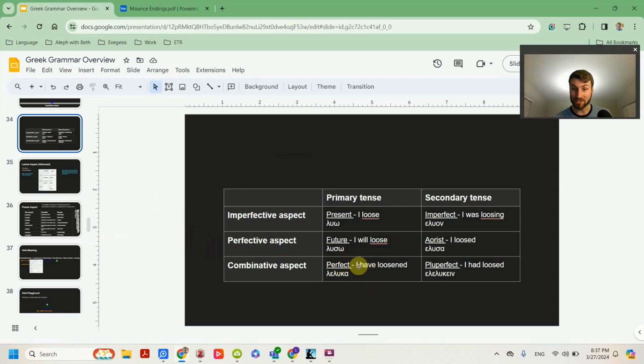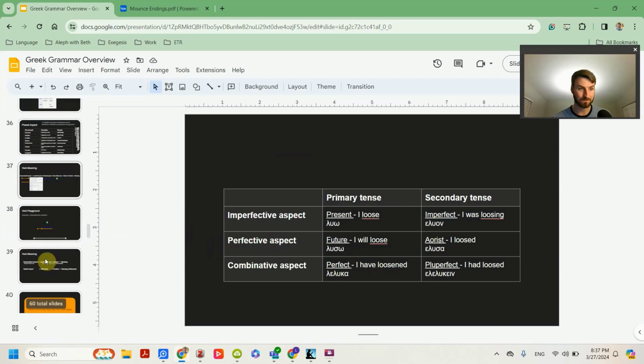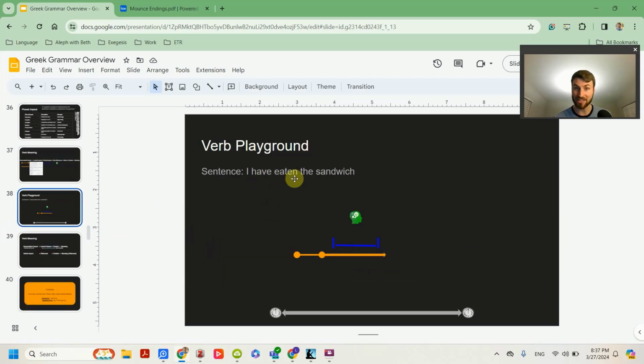So in the perfect tense, I have loosened, or here, I have eaten. I'm referring to a past event. I have eaten the sandwich. Okay? The sandwich is eaten. It's gone. It's done. Right? The sandwich is eaten. That's the perfective part of it. But there are ongoing consequences to that action that I'm referring to now. Right?